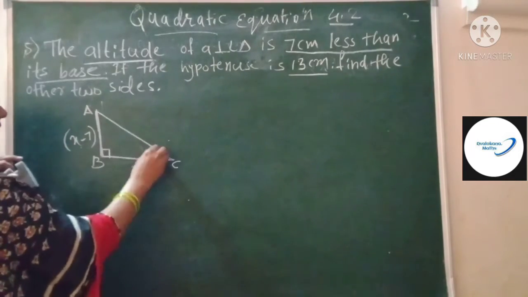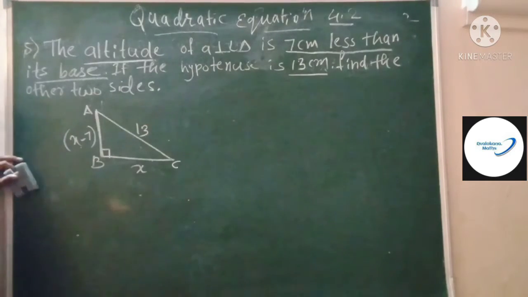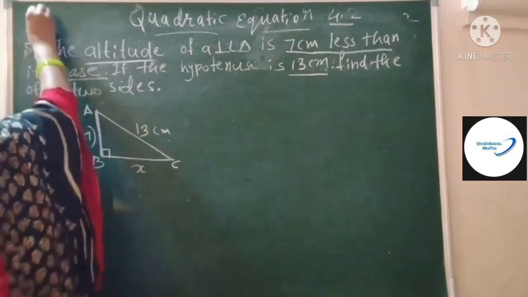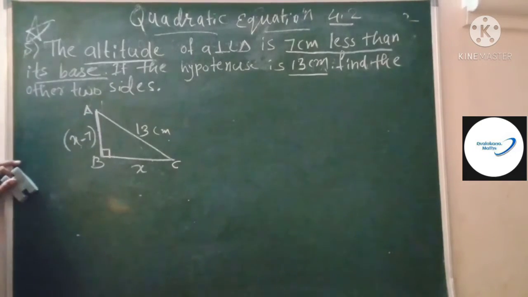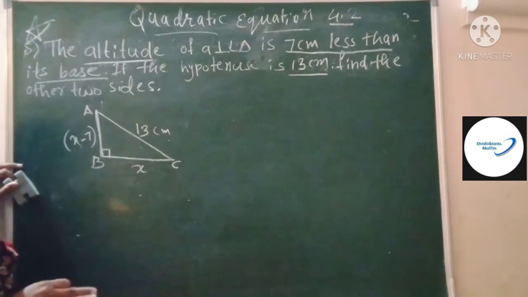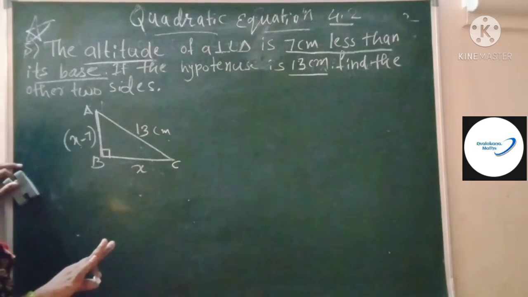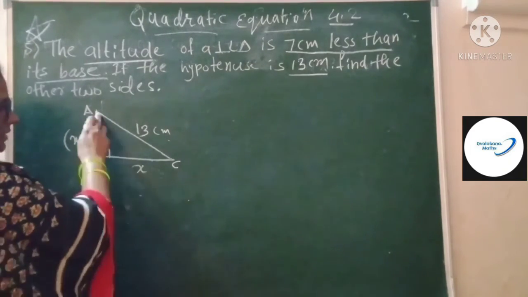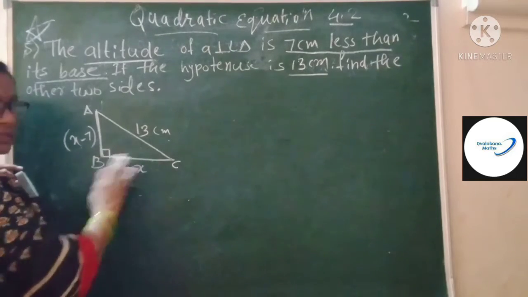So this is the hypotenuse, its value is given as 13 cm. Very easy problem, and at the same time it is very important from the point of view of the exam. How to solve this one? You know, I think this is a right angle triangle. Where a right angle triangle comes, we go with the Pythagoras theorem. What does the Pythagoras theorem say here? AC square is equal to AB square plus BC square.